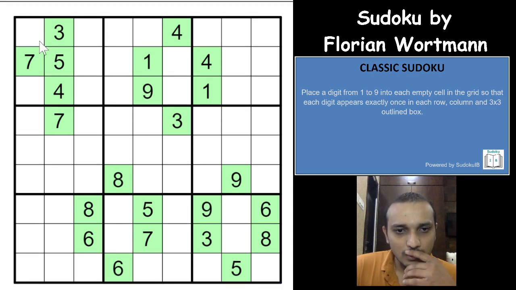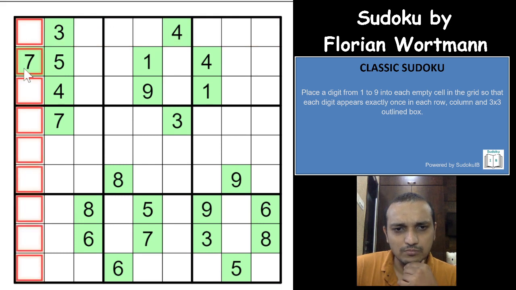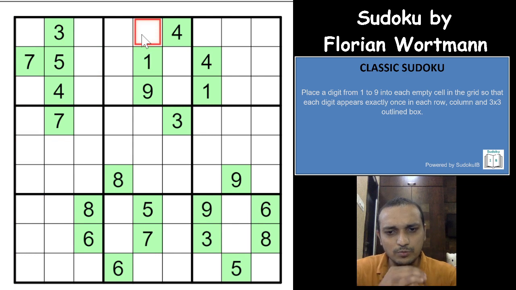So classic Sudoku's rules apply. Digits from 1 to 9 in each row, each column, and 3 by 3 box without repetition. And with that we'll start solving this Sudoku.